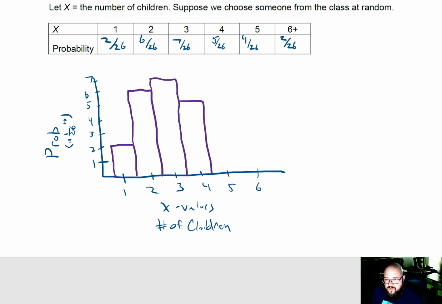Okay, so then we got 4 for the 5 children. Oh my goodness, that was scary. Erase that one a little bit. 4, and then we had 2 again. Okay.